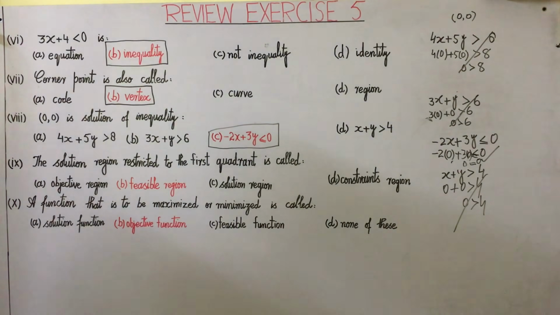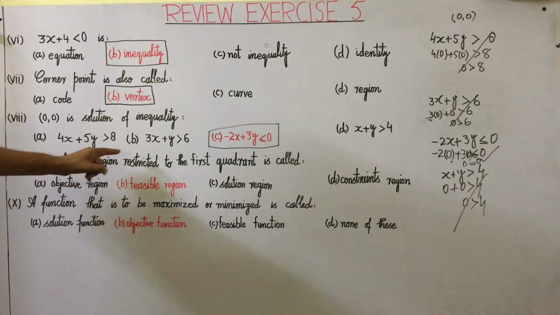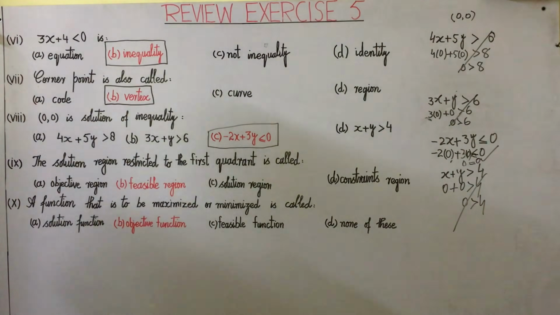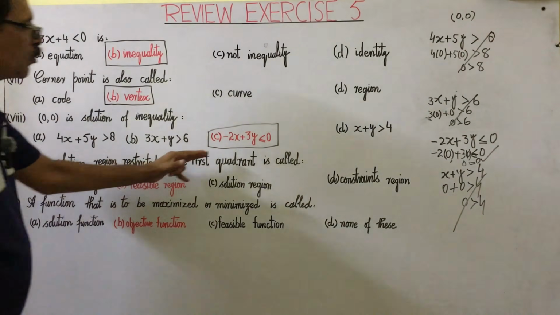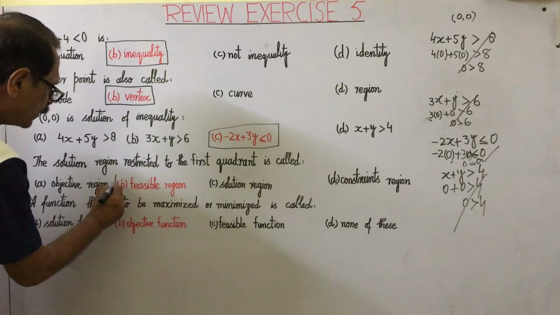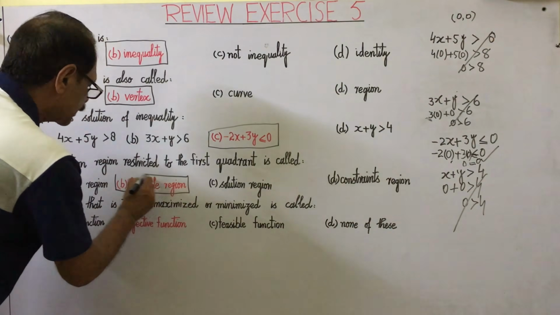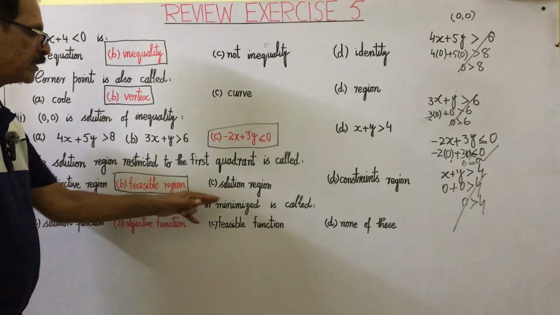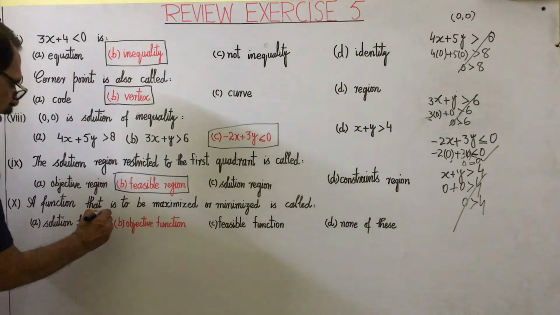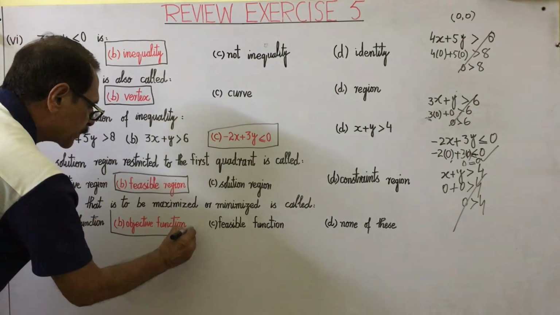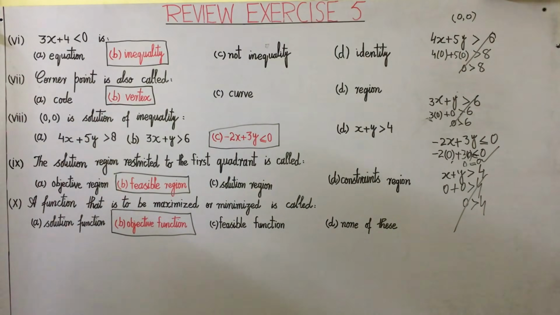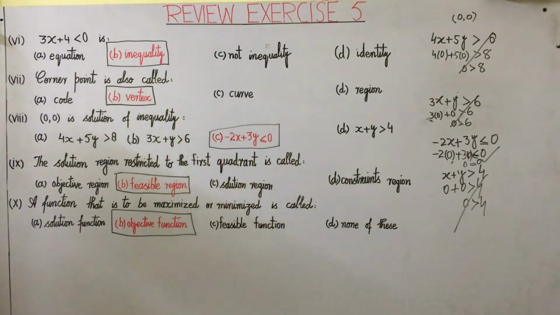Ninth MCQ. The solution region restricted to the first quadrant is called feasible region. This is called feasible region. 10th MCQ, a function that is to be maximized or minimized is called an objective function. The function which is to be minimized or maximized is called objective function.